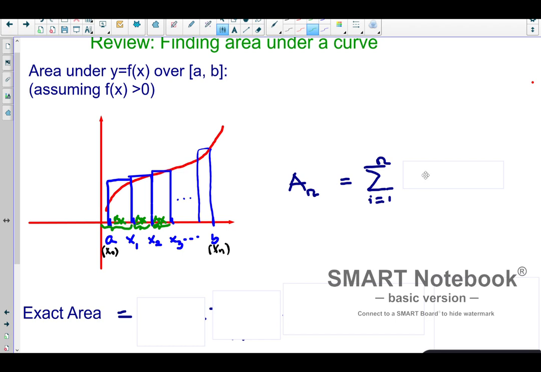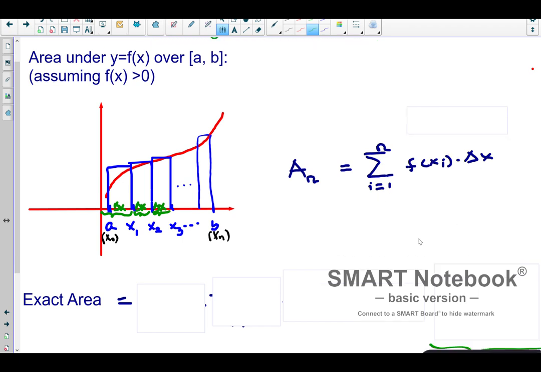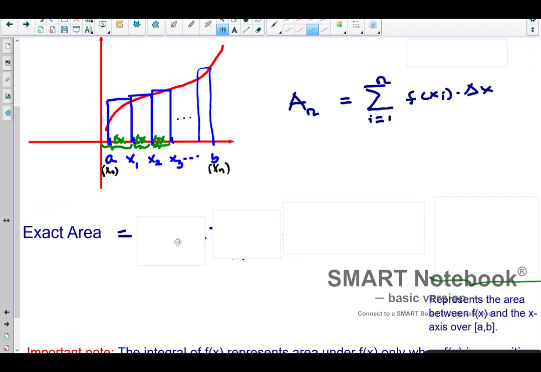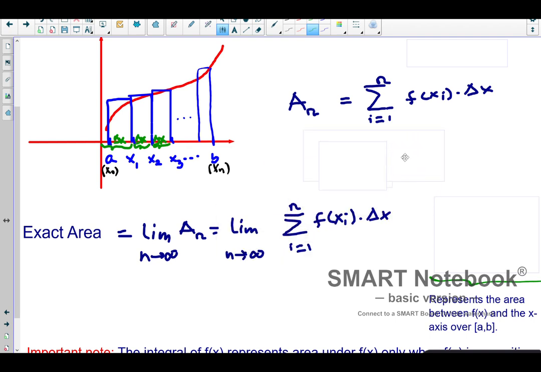So here the base is delta x, and the height is what you get when you plug x sub i into the function f of x. So the area of one rectangle is f of x sub i multiplied by delta x. If you sum it up from 1 to n, you have the areas of n rectangles. And to find the exact area, we had to take the limit as n goes to infinity of the quantity above, so the limit as n goes to infinity of a sub n.